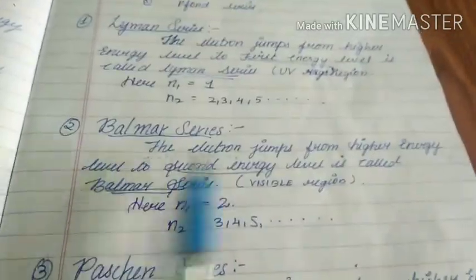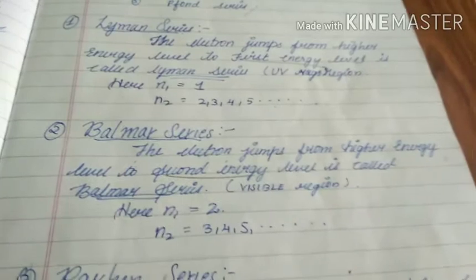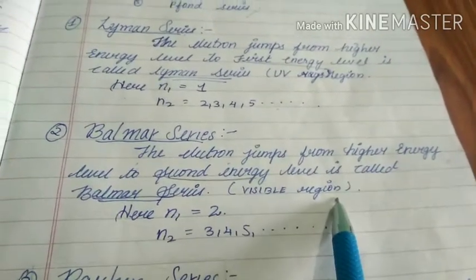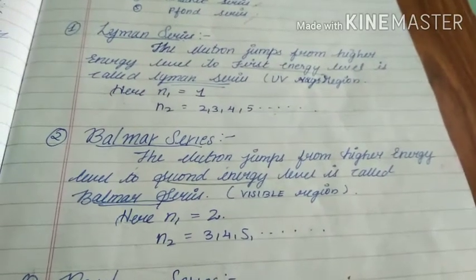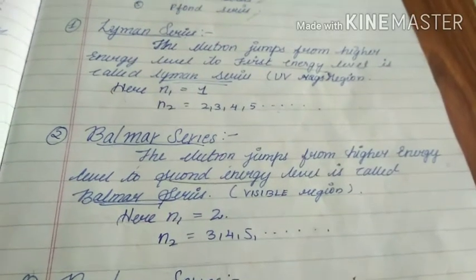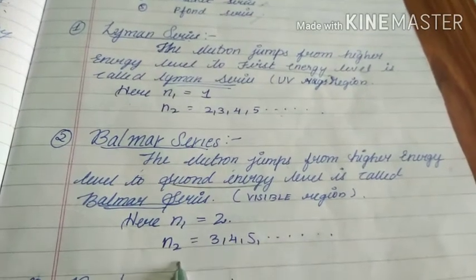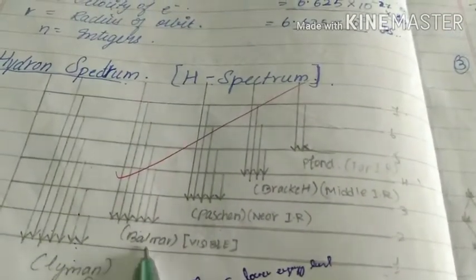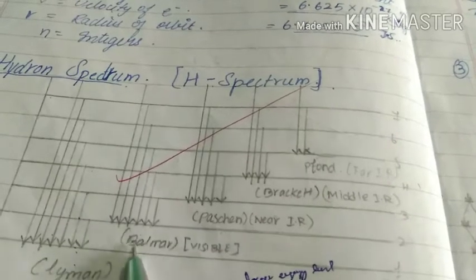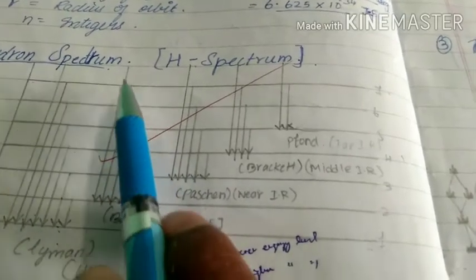Next series, the Balmer series. When the electron jumps from a higher energy level to the second energy level, that is called the Balmer series. We discussed already, this is present in the visible region. Visible region means the rays which are visible to the naked eye. In that case, the N1 value is 2 and the N2 value is 3, 4, 5. When you see the diagram, you get some idea. This is the second level, nothing but the Balmer series. For all Balmer series, the N1 value is 2 and the N2 value is either 3, 4, 5, 6, 7, 8, anything. That is about the Balmer series.